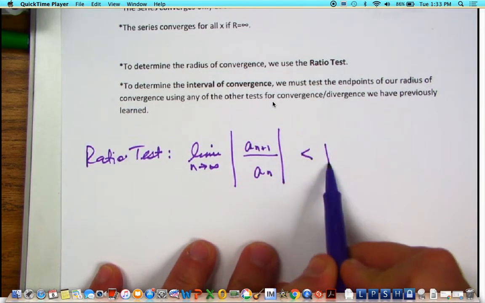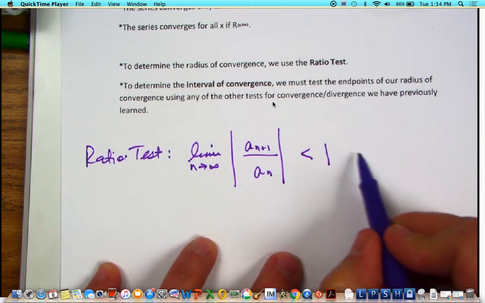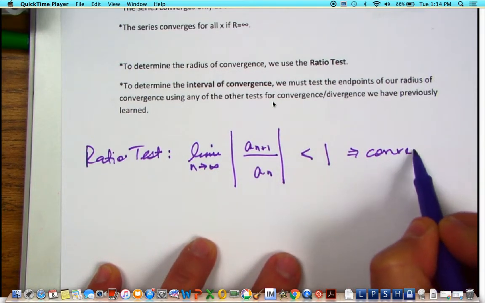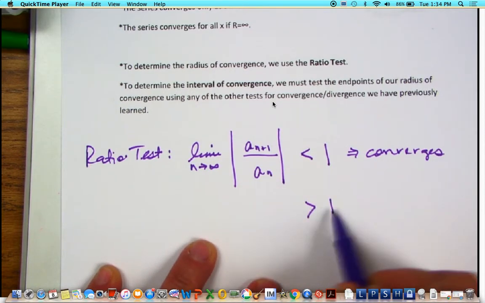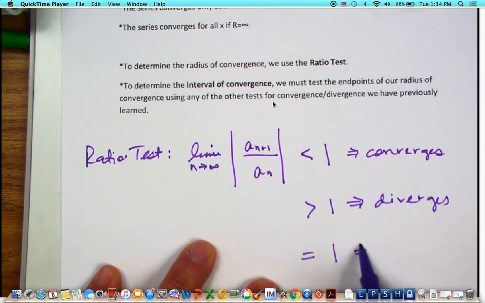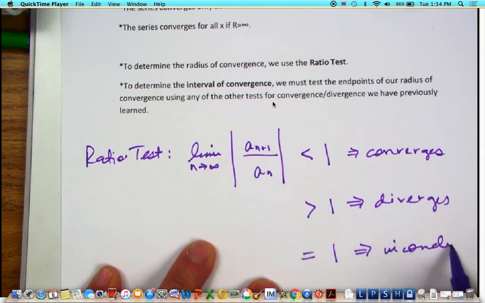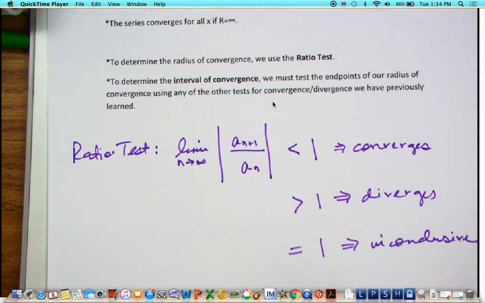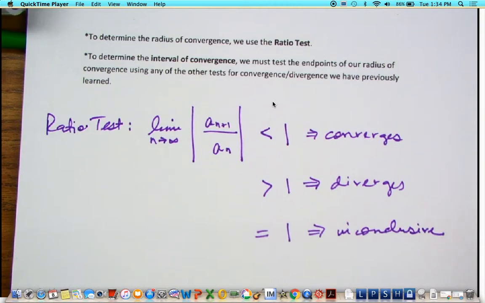If this is less than 1, what happens? Greater than 1? Diverges. Equals 1? Can't tell. Yep, inconclusive. You wouldn't ever think about using the ratio test if it was 1, right? Well, if you're asked to find the radius of convergence or the interval of convergence, you're going to automatically use the ratio test. But if you get 1, you just don't know anything.